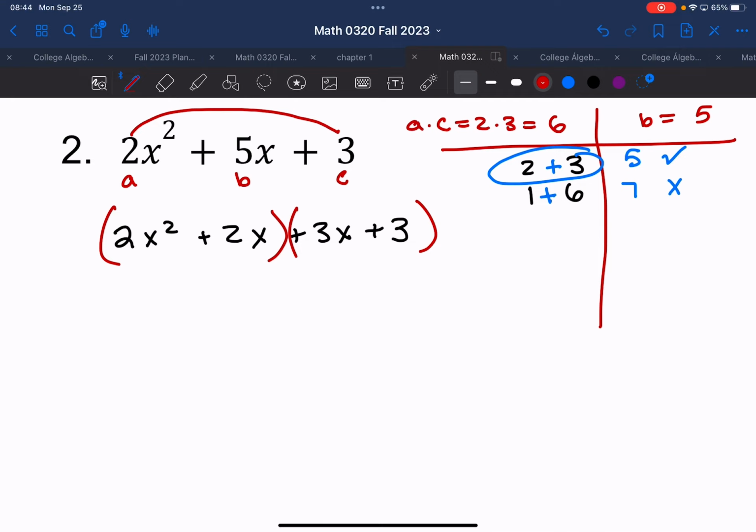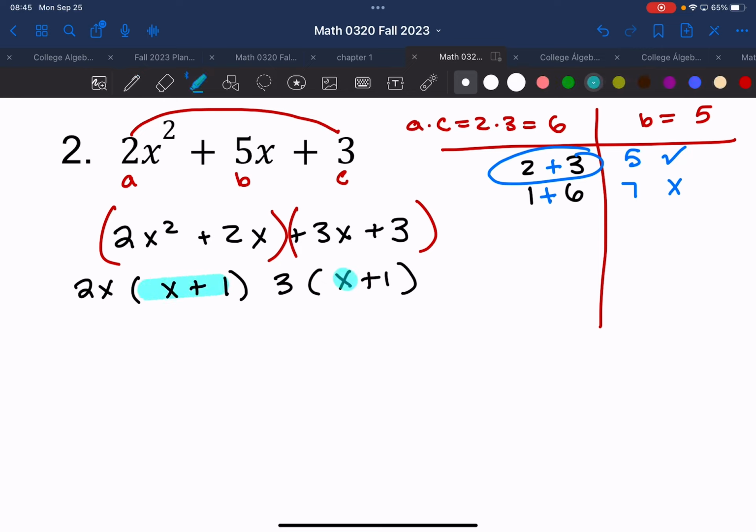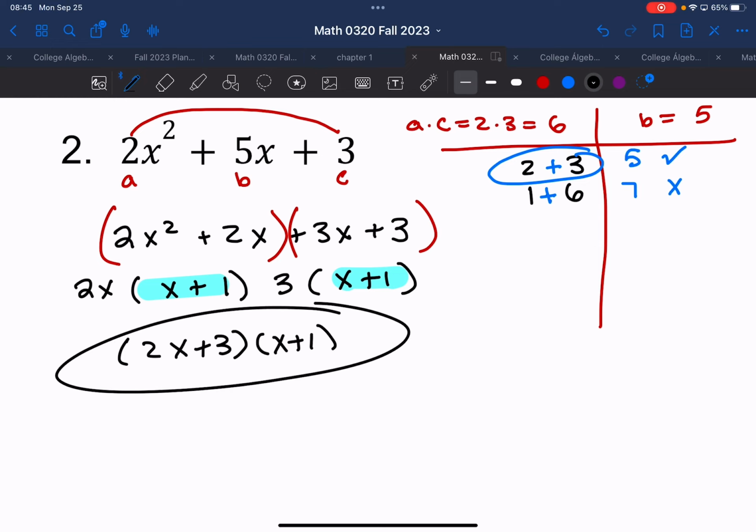Okay. So now factoring out a GCF from each of them, what GCF are we going to take from the first parenthesis? 2x. And if I take out a 2x, I'm left with x plus 1. And what GCF would I take from the next parenthesis? 3, and I'd be left with x plus 1. Are they the same, the parentheses? Yep, so that means I did something right. So that means my answer is (2x + 3)(x + 1). This is my factor for that trinomial for number 2.